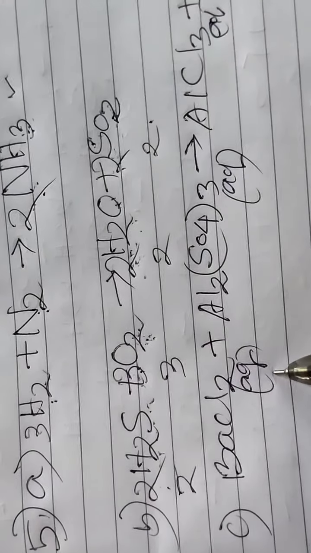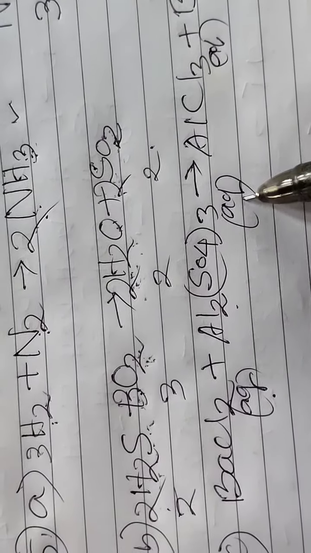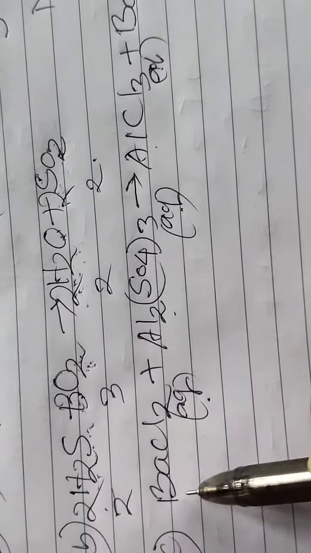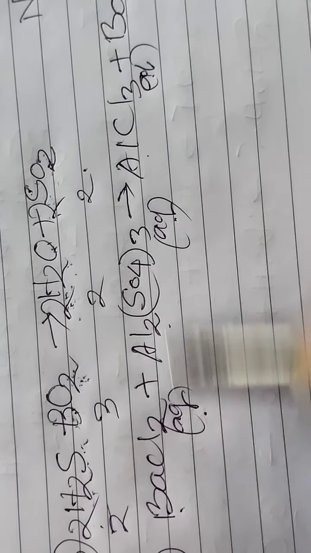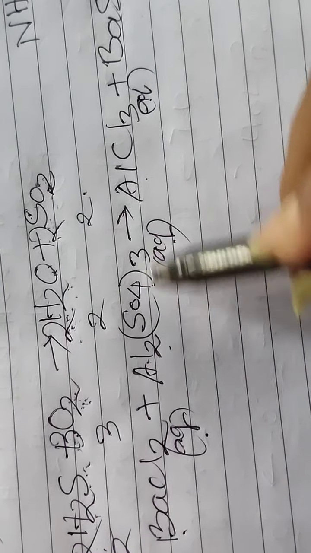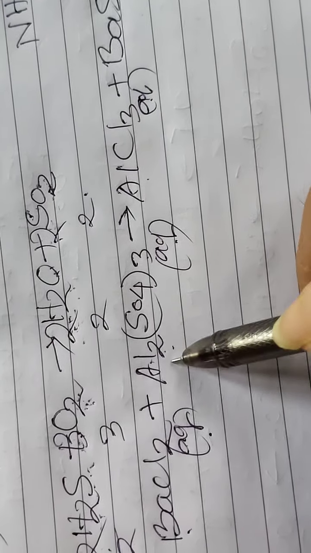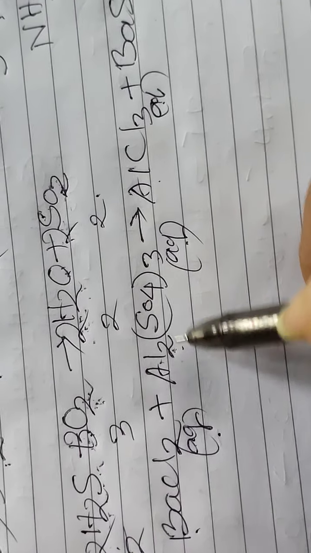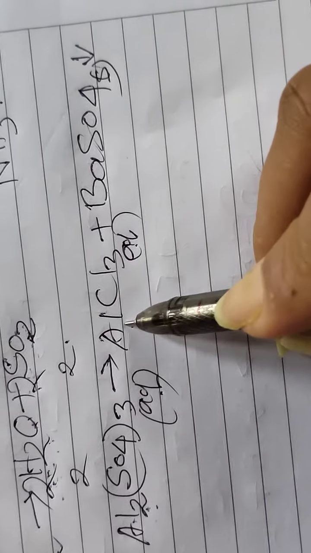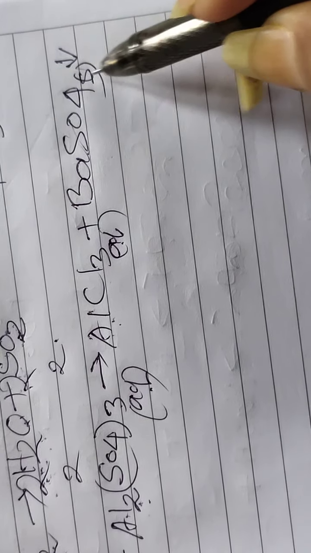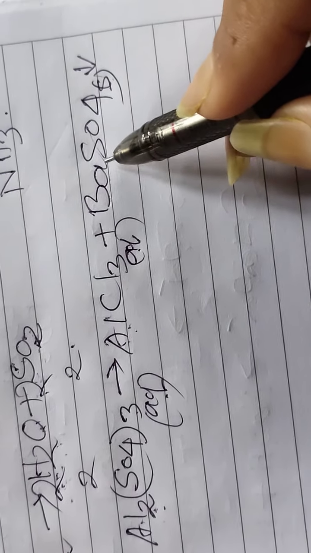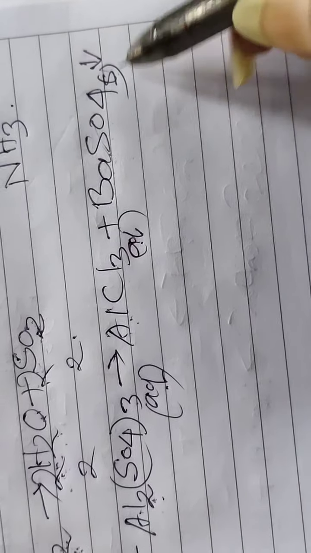So you see, barium chloride is aqueous, aluminum sulfate is aqueous, aluminum chloride is aqueous and barium sulfate is a solid. Remember the valency of barium is 2, that is why BaCl2, chlorine has 1. Aluminum has valency 3 and sulfate has valency 2, that is why the symbol for aluminum sulfate will be Al2(SO4)3. Then aluminum has valency 3, chlorine has 1, that is why AlCl3, and barium has 2 and sulfate has 2, that is why the symbol for barium sulfate will be BaSO4. So this is insoluble, that is why it is a precipitate.